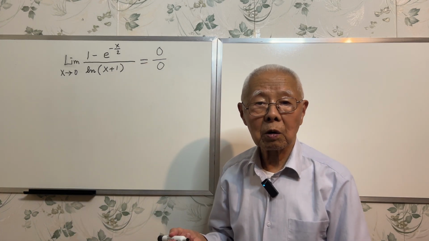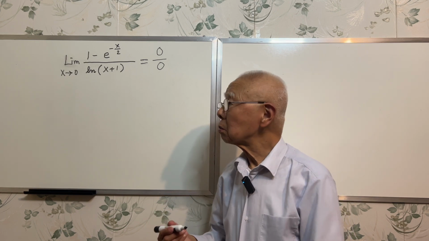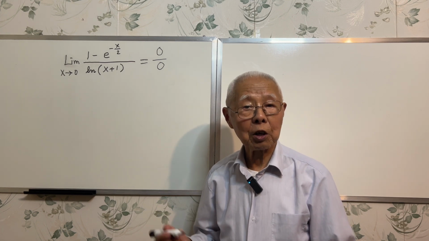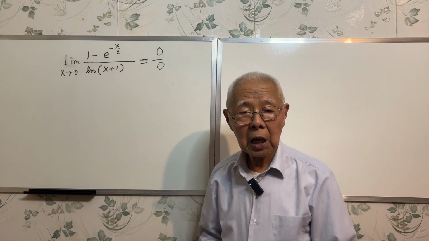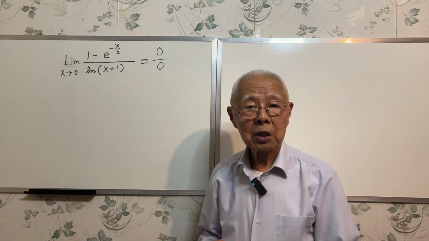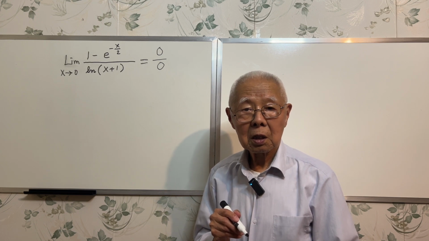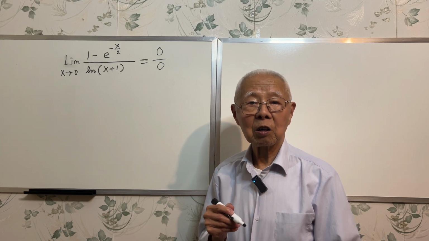Zero over 0, you don't know what that is. So, we need to find some other way to find the limit. What is the other way? There is a law or rule. The rule is called L'Hopital's rule.